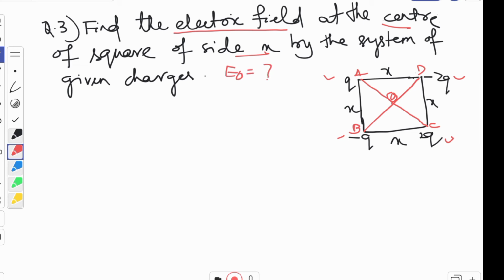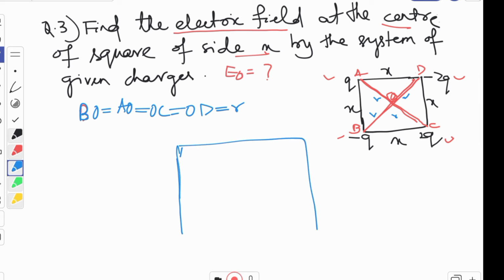Okay. So now two diagonals intersect at O. So what will we take now? Solution. BO, AO, OC and OD, we'll take it as R. All these are R only. That is half of the diagonal since it is a square. Now let me draw.